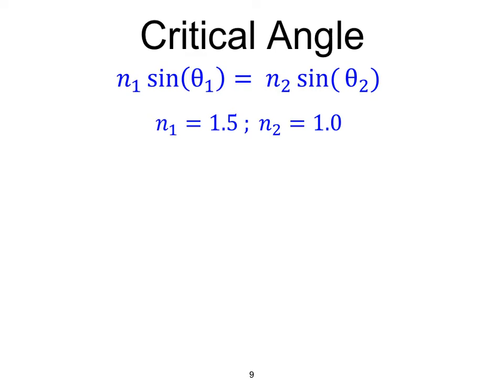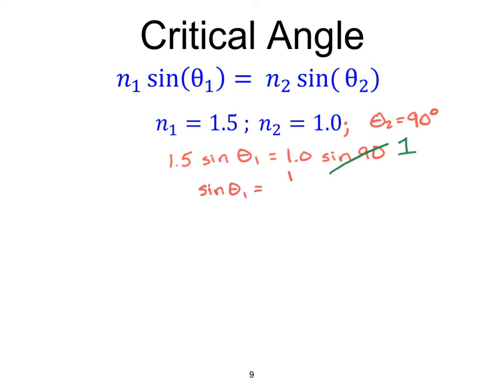A ray cannot refract more than 90 degrees from the normal, so let's set the angle of refraction, or θ2, to 90 degrees. We can then solve for θ1 to find the largest possible value of θ1 at which refraction can still occur. Let's start by plugging our values into Snell's law. We notice that sine of 90 is just equal to 1. We do a little bit of algebra so that we can get sine of θ1 onto one side of the equation all by itself.